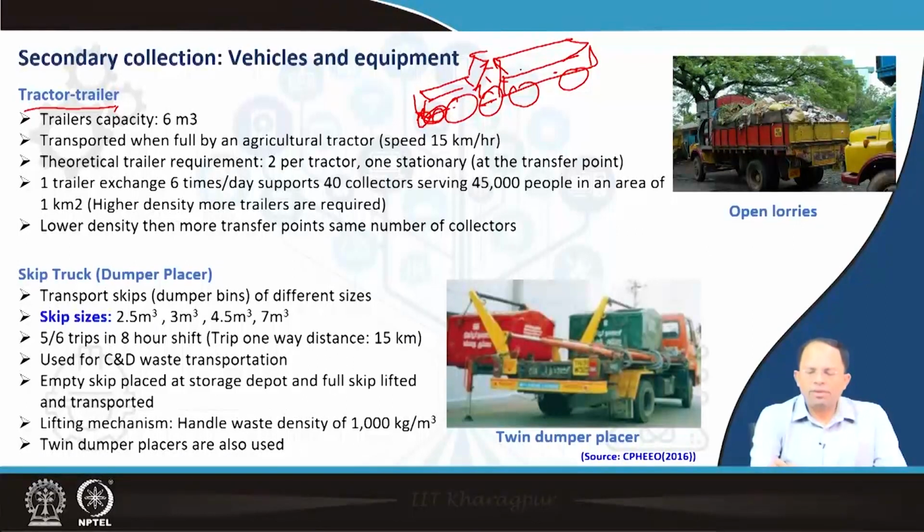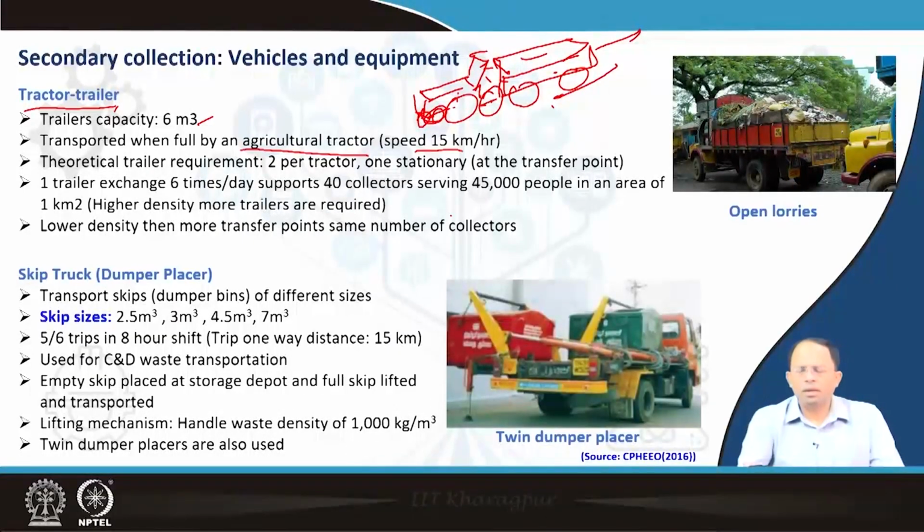That means one trailer remains waiting at the secondary storage point, and this tractor comes in, puts down the empty trailer and takes the loaded trailer to the landfill site, unloads it, and again brings back the empty trailer. So that's what goes on. Usually trailer capacity is around 6 meter cube. When the trailer gets full, it is transported by a tractor.